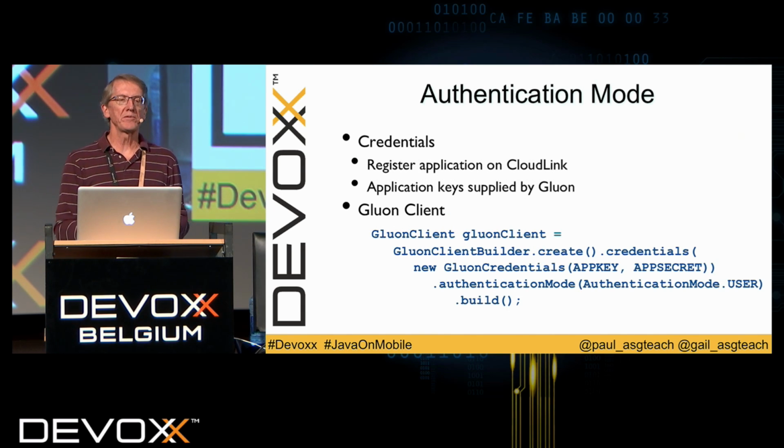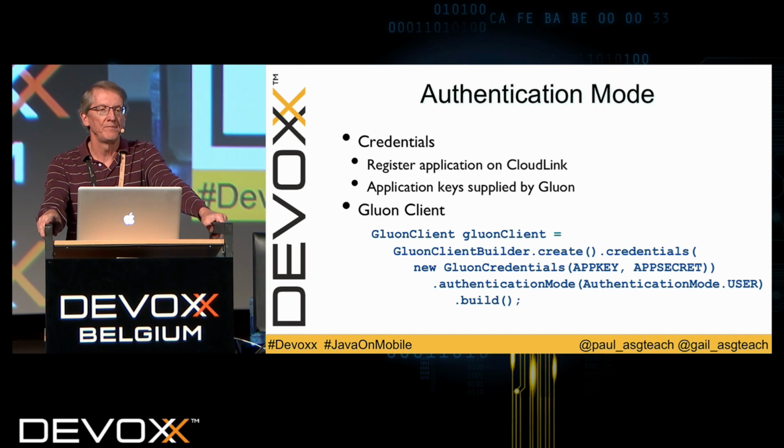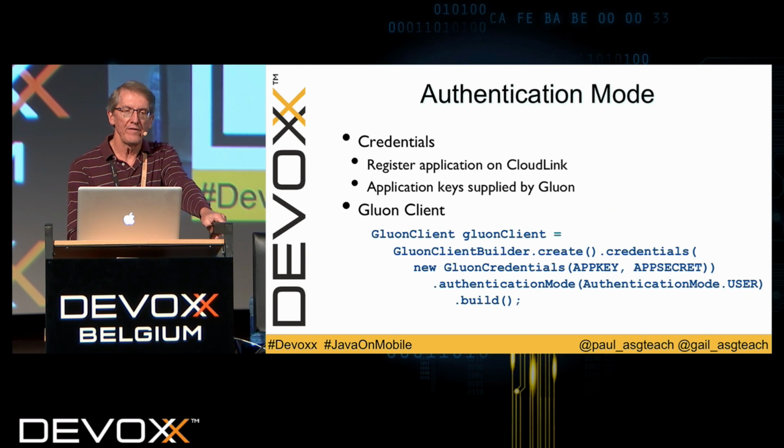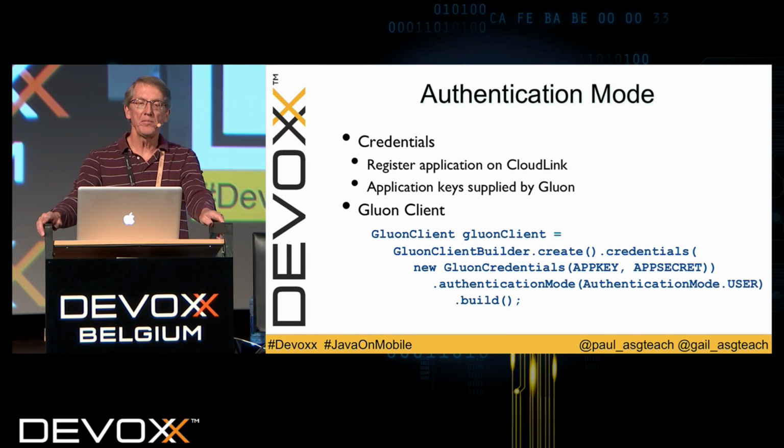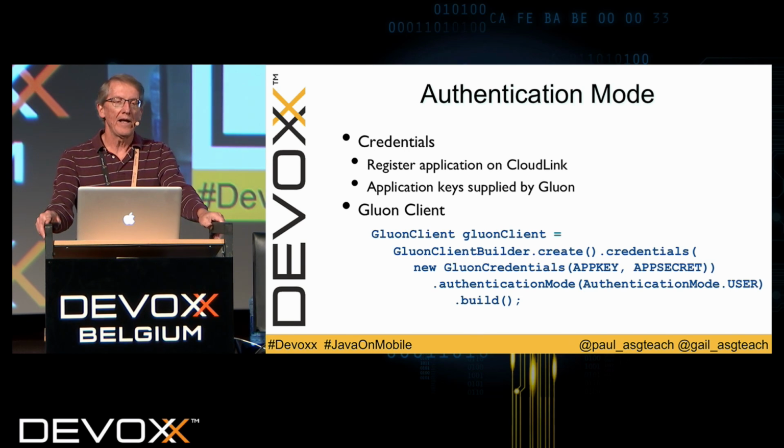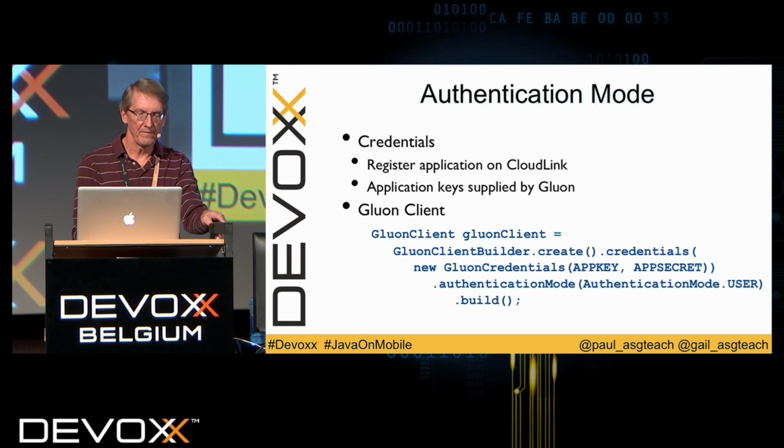Okay, now first you must register your application through the Gluon Cloud Link portal. And when you do that, you'll get application keys to create your Gluon client, which we showed you earlier. You can also specify the authentication mode .user, which requires an authenticated user before you can link a Gluon observable to your data provider. And by the way, the default authentication mode is public, which means that anyone can access the cloud data for the application. But you'll recall that on our previous Cloud Link demo, the one that did the small message, that one used the public authentication mode.